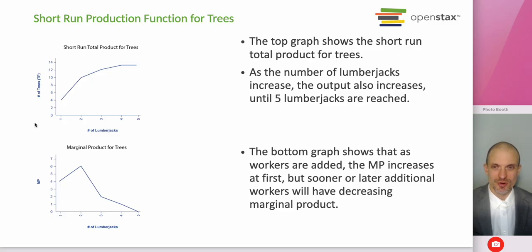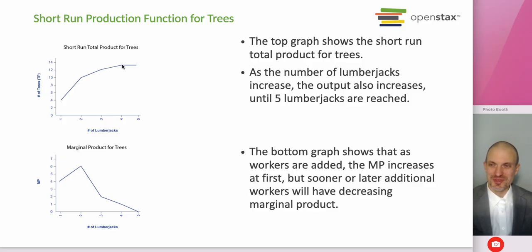So as the number of lumberjacks increases, the output also increases until 5 lumberjacks are reached. All right, so 5 must be the amount where we start. We definitely have diminishing marginal product, right? Going from 1 to 2 is really helpful. Going from 2 to 3 was still kind of helpful because we can have somebody resting. Going from 3 to 4 was helpful because now we could have 2 people resting.